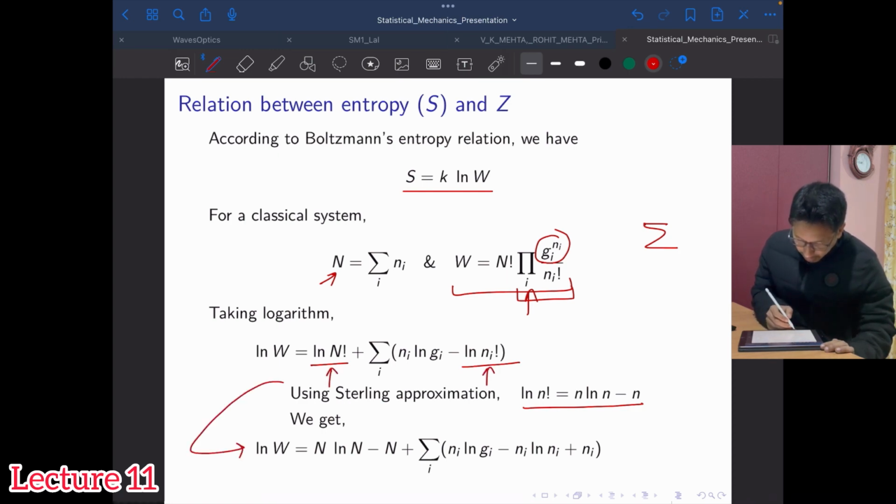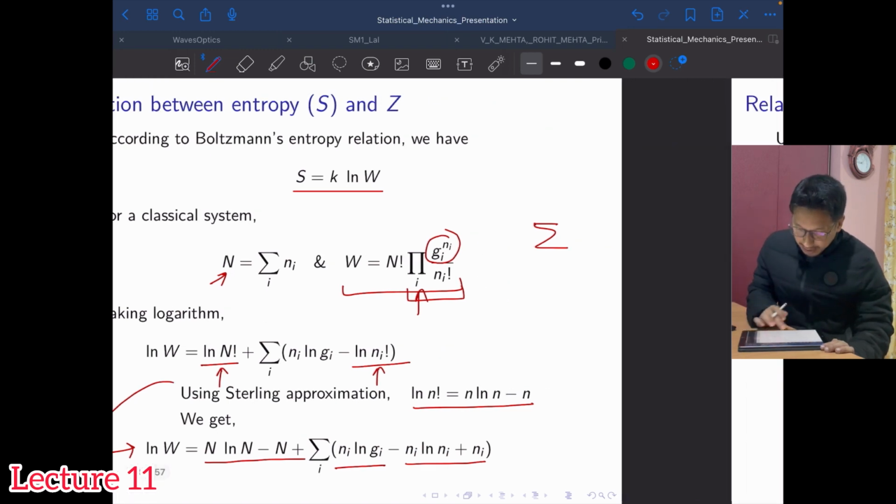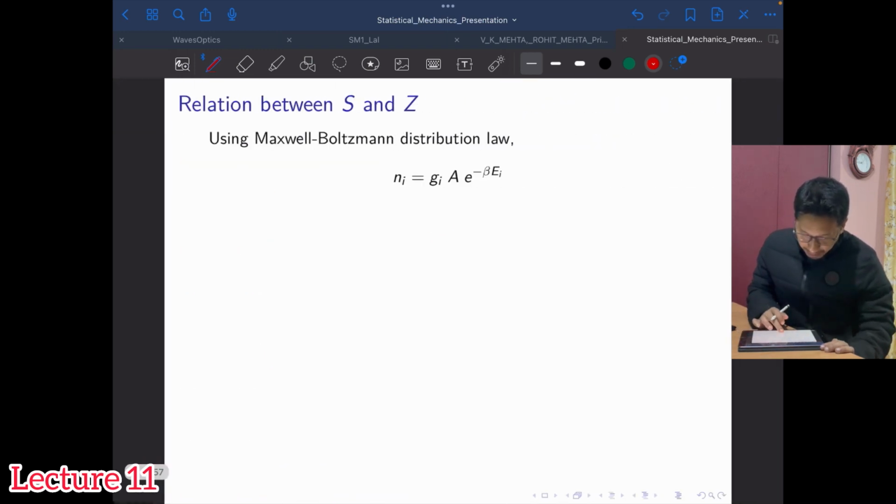So this ln N factorial will give N ln N, this capital N here, minus N. So this term will remain as it is, whereas here again, after substitution for this ln ni factorial, ni ln ni, this is minus, then minus minus or plus, so then ln ni. Let's see what happens.